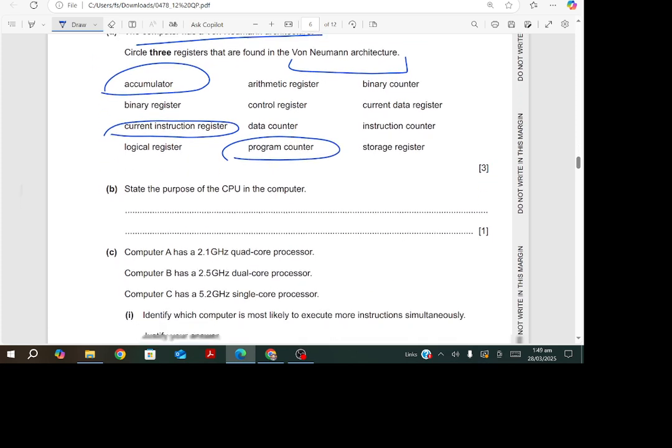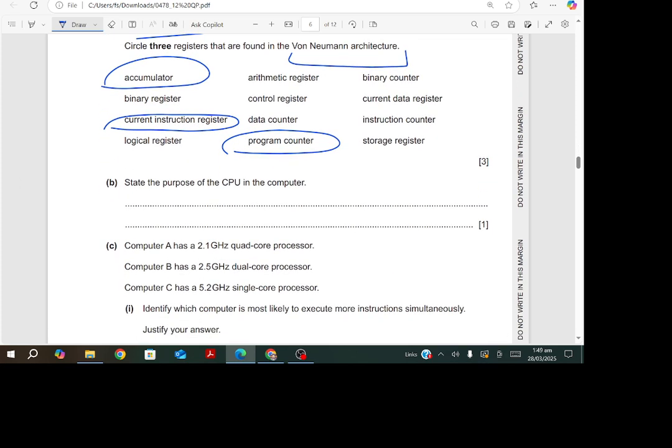Okay, so this way. Okay, state the purpose of CPU in a computer. Yes, what is the purpose? In a computer, what does CPU do? It is responsible for executing the instruction. It is responsible for processing the instructions, performing calculations, executing fetch decode execute cycles. Any relevant answer can be written.